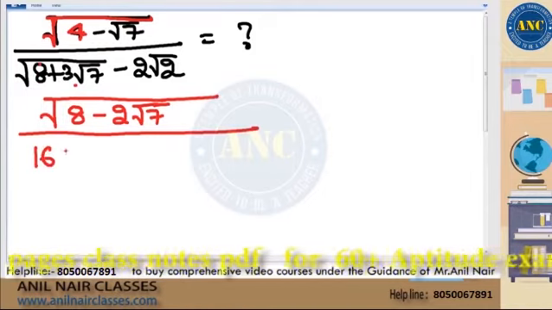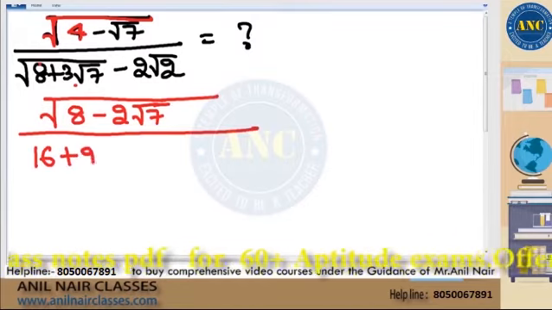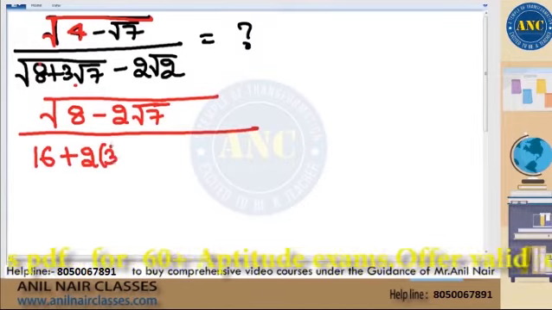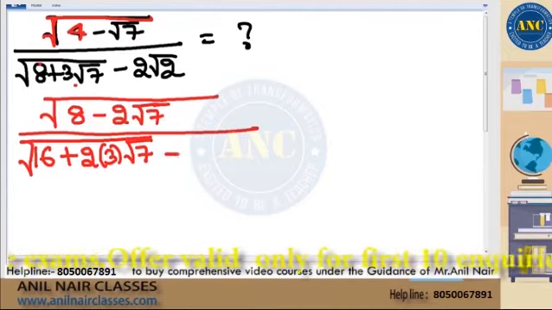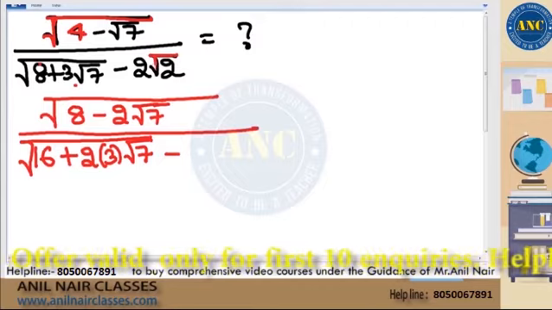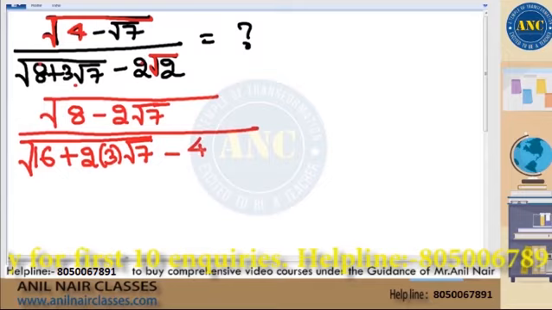It is 16. And next term is 2 into 3 into root 7, right? 2 into 3 into root 7. This entire thing has square root once again, minus root 2 into root 2 will be 2. 2 into 2 will be equal to 4, right? That will be equal to 4. Now this is what I will be getting when I multiply and divide by root 2.